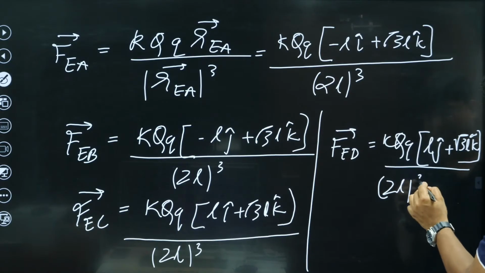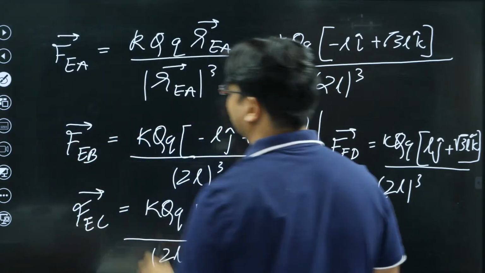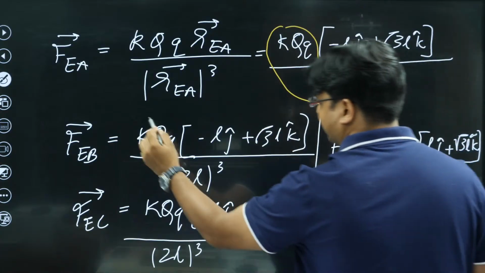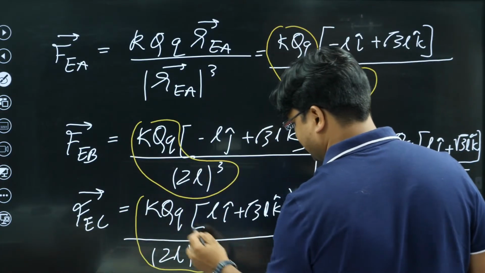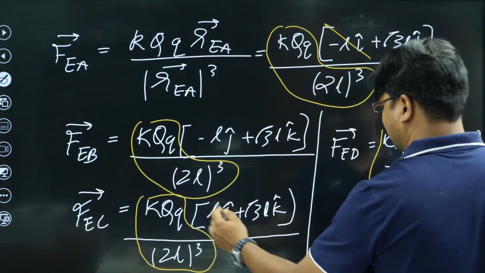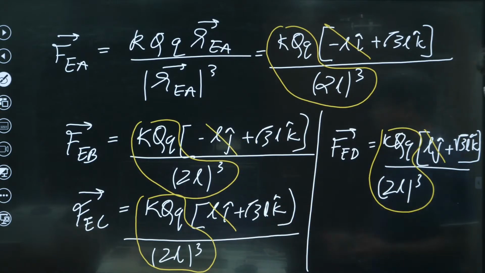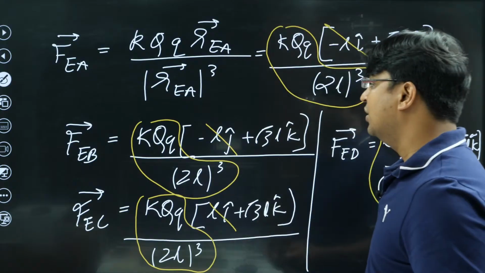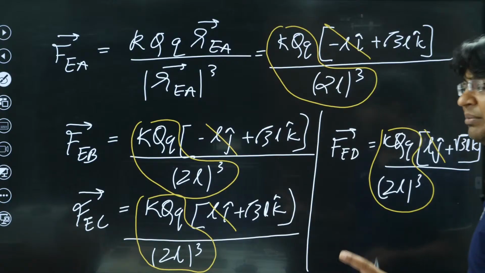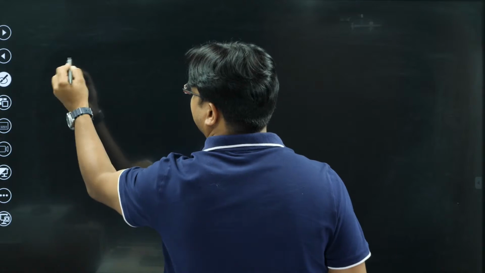So guys, ultimately we have to add these 4 vectors, and when we try to add these 4 vectors, notice what happens. This part is common in all the 4 vectors. So minus L i cap gets cancelled by plus L i cap, minus L j gets cancelled, so only the k component remains, and that is what we were expecting. We were expecting the force in this direction, so only the k component is left. So we are not only getting the magnitude, we are also getting the direction. And what would be the net value?